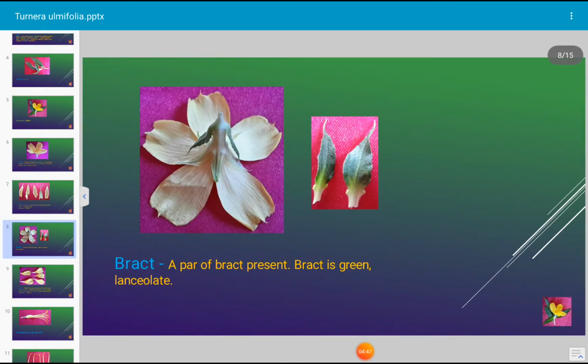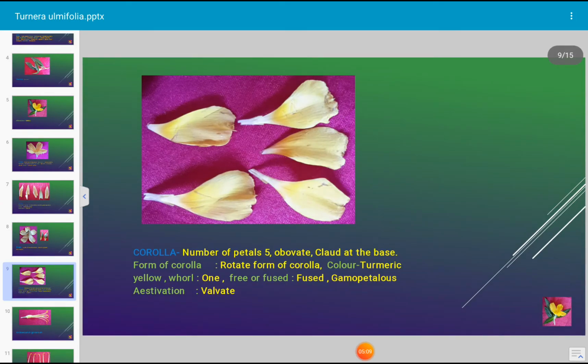Next. This is the bract. It is shown in the photograph, the right side and the left side showing the back of the flower. There is a pair of bracts, hence the flower is a bracteate flower. The bract is green and the bracts are lanceolate. Okay, next. This is the corolla of Turnera ulmifolia.